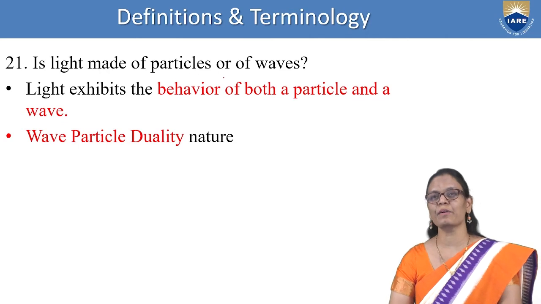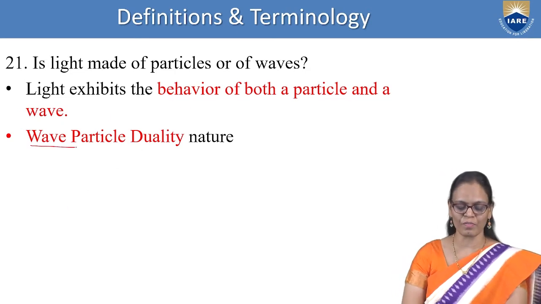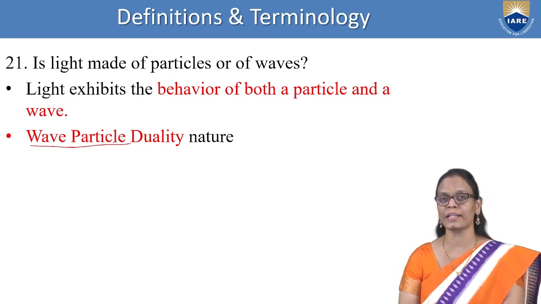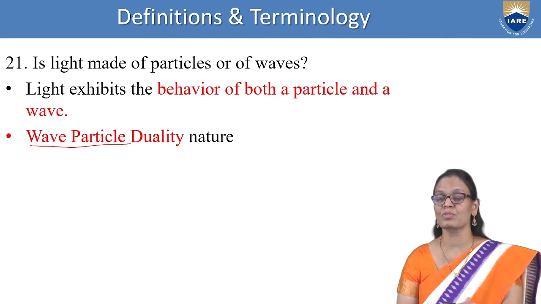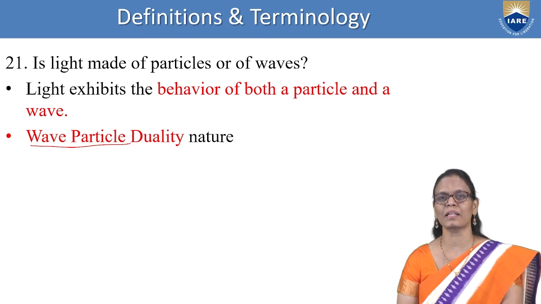Is light made up of particles or waves? Light exhibits both particle and wave nature. So we say it has wave-particle duality, a dual nature. Light exhibits dual nature, that is, wave nature as well as particle nature.